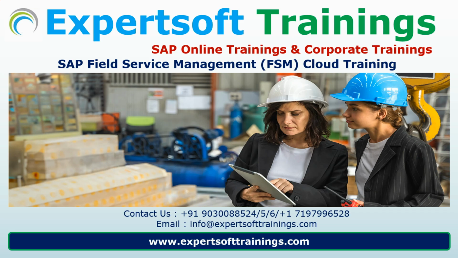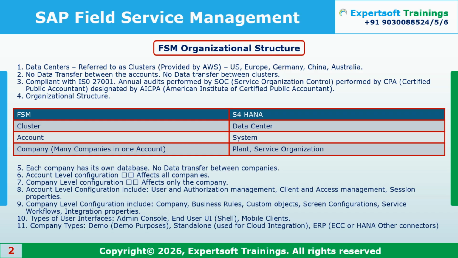Okay, perfect. So as a quick recap of yesterday, what we saw, data centers, which are called clusters. We have five clusters for FSM provided by AWS: US, Europe, Germany, China, and Australia. Cluster in FSM is considered a data center in S/4HANA. Account in FSM is considered a system in S/4HANA, and company is considered a plant or service organization within S/4HANA, where the actual execution starts. Each company will have its own database.